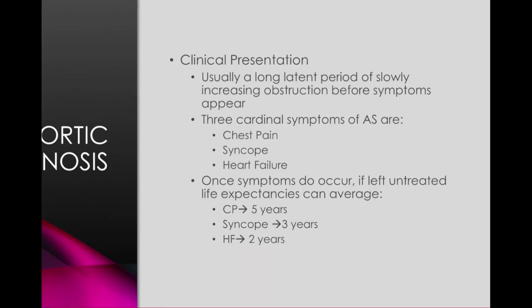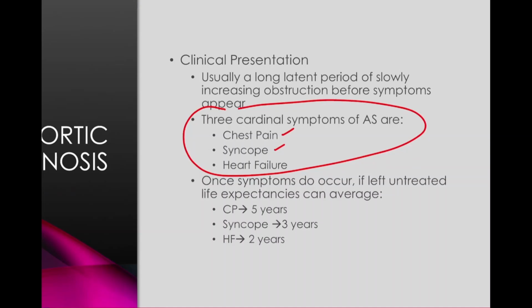Usually, again, because it's stenosis, it's going to take a very long time to develop. There are three cardinal symptoms of aortic stenosis: chest pain, syncope, and heart failure. They are in order, because once you start getting these symptoms, your life expectancy changes. If you have aortic stenosis and you start getting chest pain, expectancy of life is 5 years.